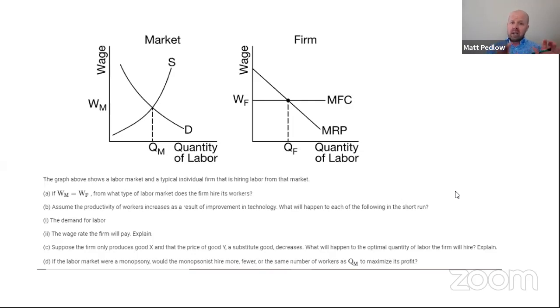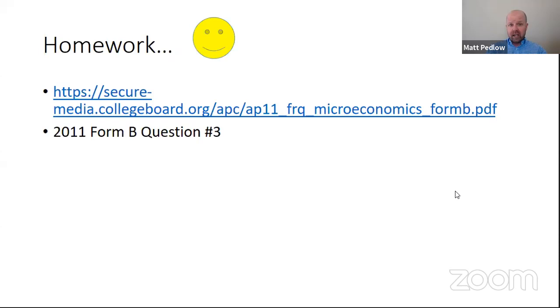So tomorrow we're going to take comments to talk about that, but I really want to spend about 10 minutes finishing this. So please do this one here. And then if you could click on the link, hopefully it works. If not, Google the 2011 Form B, question number 3. So we're going to do those 2 to start tomorrow. And don't worry, this is the only day I'm going to give you 2 free response questions. So please do them. You have some time out there.